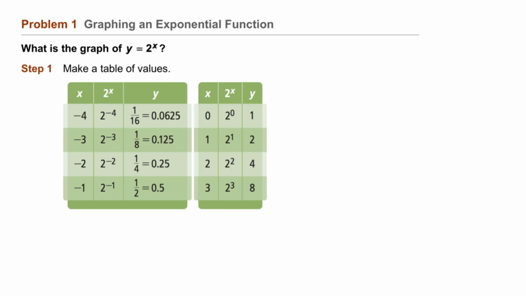And a second table to show some positive values and make sure we get a clear picture of the behavior of this graph for both negative x values, 0, and positive x values. X is of 0, 1, 2, and 3. A middle column, 2 raised to those x values. And on the right-hand side, y values as outputs of the function.